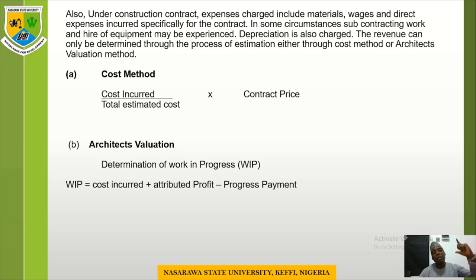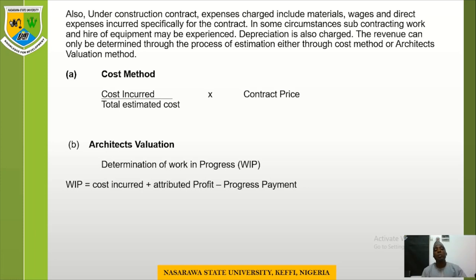So the first method was in respect of where the contract is taken to be a percentage of completion contract. But when the contract is known to be computed under the completed contract method, then the attributable profit, if using the cost method, would be the cost incurred over total estimated cost multiplied by contract price.